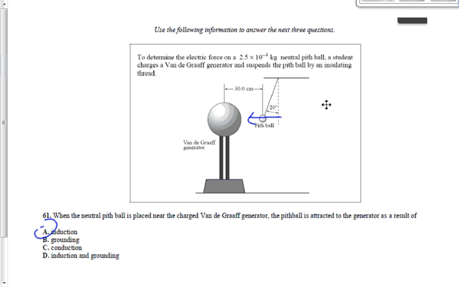I was trying to find the electric force. I was looking at F equals kQ1Q2 over r squared. That was my first instinct, right? But I don't know what Q1 or Q2 is. I do know what r is, I guess, but I don't know what Q1 or Q2 is. That wasn't helpful. So then I thought, well, wait a second, maybe I could try the electric field equation, F equals QE. Okay, that's perfect. Wait, I don't know what the charge of the pith ball is. Wait a second, it says it's neutral. I don't know what the electric field strength is. That doesn't work.